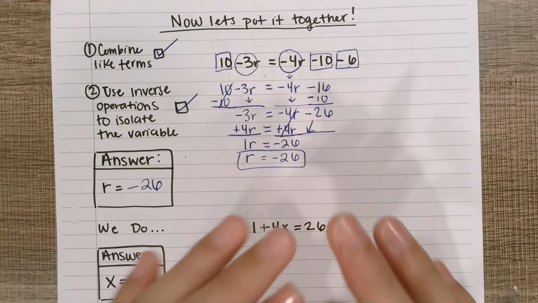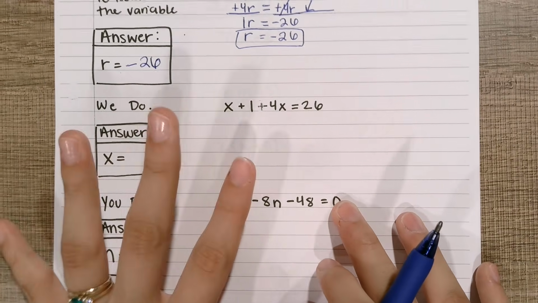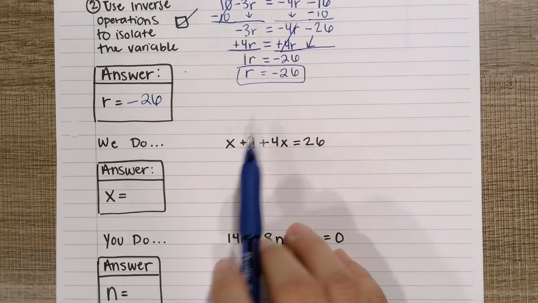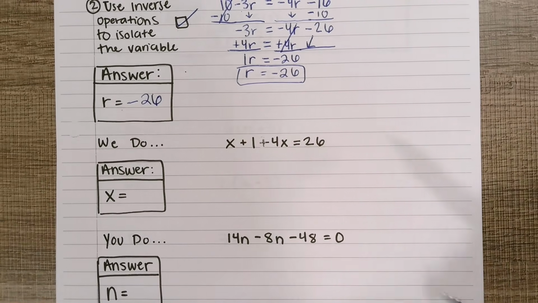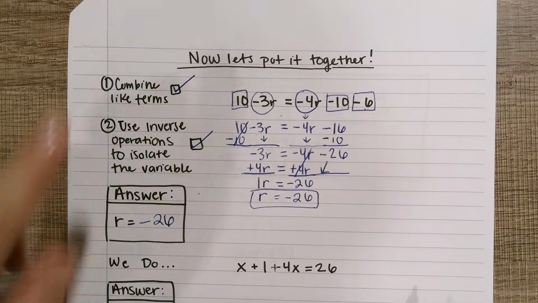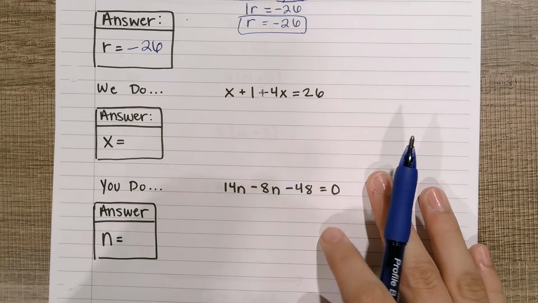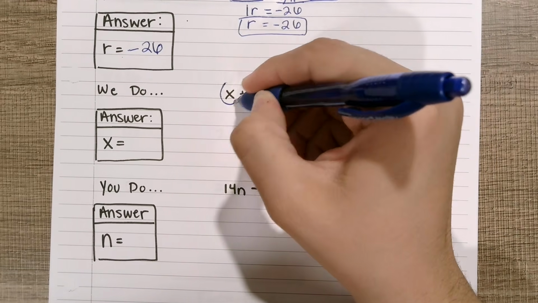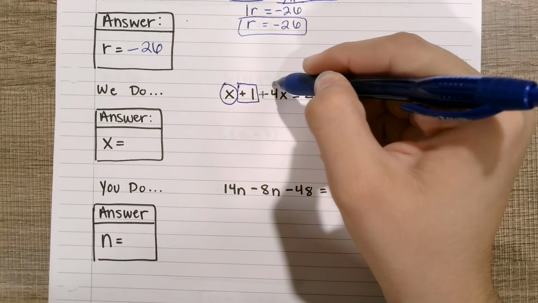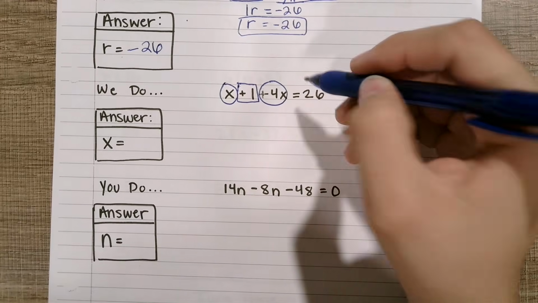Once you've done that, pause the video so that you can complete. Oh wait, this is another we do. My bad. Let's do this we do together. So here I have x plus 1 plus 4x equals 26. Okay, well, we're going to do the same thing. Combine like terms and then use inverse operations to isolate the variable. So circle my coefficient and my variable, box my constant, circle my coefficient and the variable, equals 26.